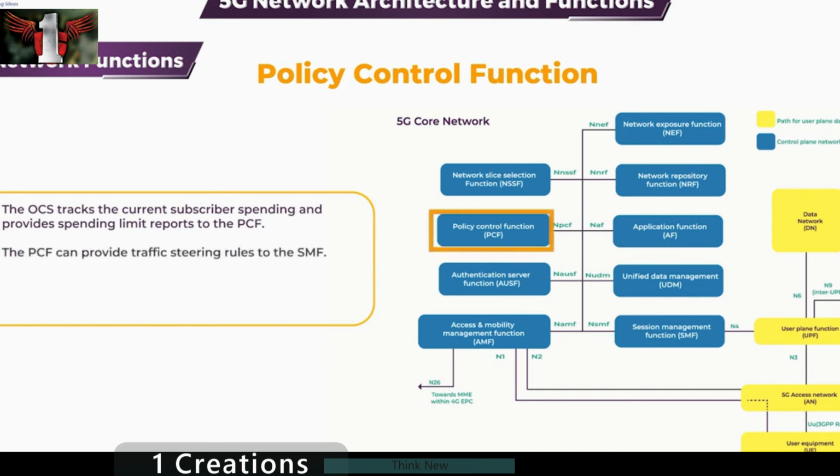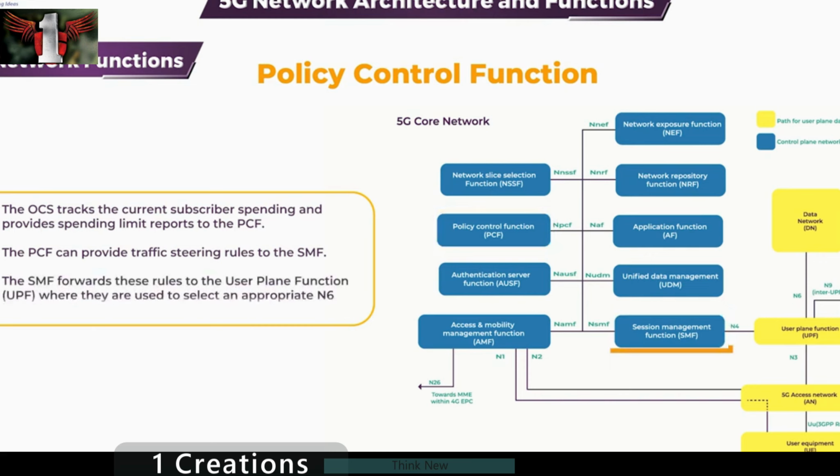The PCF can provide traffic steering rules to the SMF. The SMF forwards these rules to the user plane function, where they are used to select an appropriate N6 interface towards the external data network. For example, traffic steering can be used to direct traffic belonging to a specific PDU session through a parental control path to help ensure that any content being accessed is appropriate.